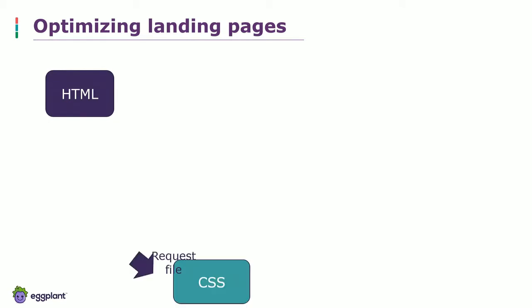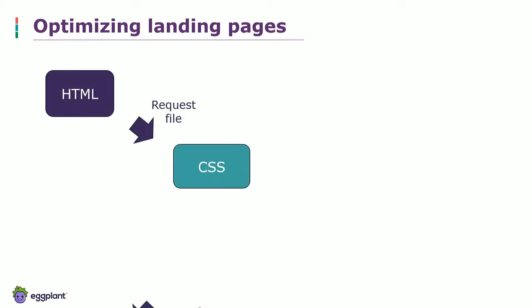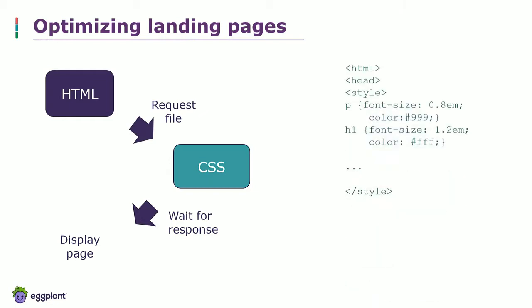Another useful technique is inlining CSS. So loading your styles inside the HTML rather than requesting a separate file. This is really useful because in the normal course of events, your browser loads the HTML for the page, then requests the CSS file, waits for a response, and only then can it display the page. However, if you embed your styles directly into the HTML, your landing page can start displaying immediately. So you cut out that bit on the right-hand side altogether, and you just start displaying the page.